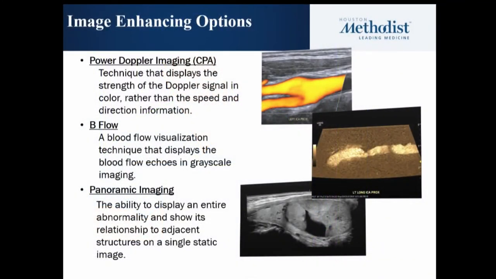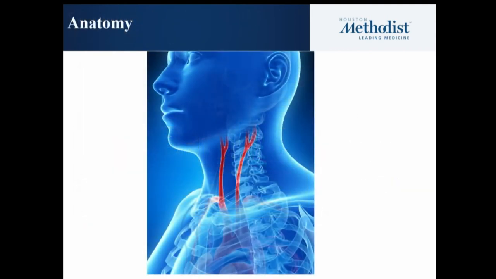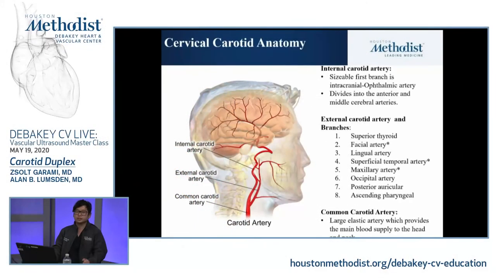So we'll run through the ABCDs of our carotid duplex exam. First being anatomy. Of course, we must know that with the carotid duplex exam, we are looking at several arteries, including your subclavian artery, common carotid, the external carotid artery, and internal carotid artery. And as we know, the internal carotid artery also feeds the ophthalmic artery, which can also pose issues with visual changes when there are lesions. The external carotid artery has several branches.